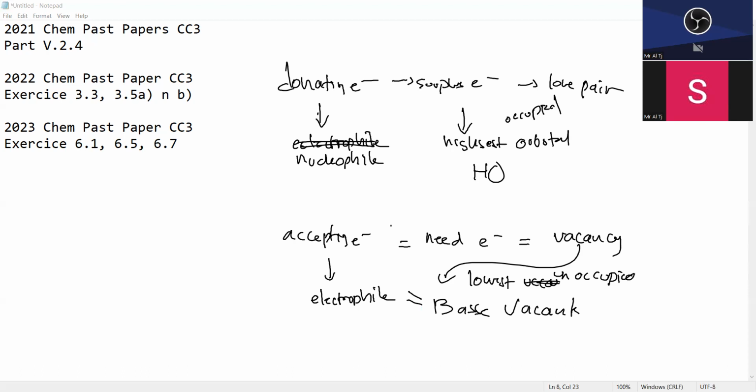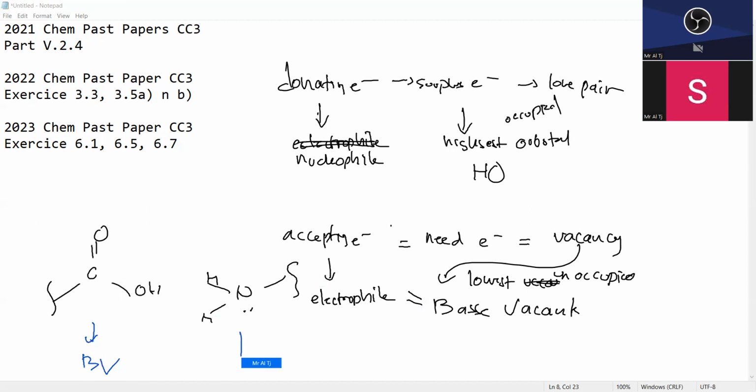Back into this. So this one is the electrophile. This is the BV part. And this one here is the one who's going to give it. It's the HO part. That's it.